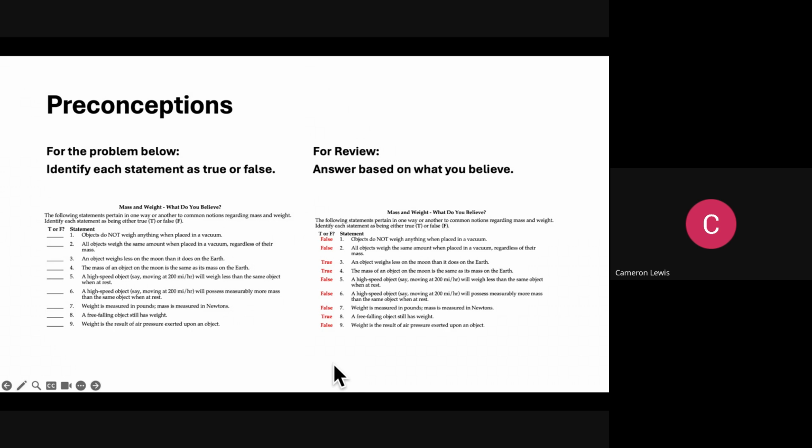That makes sense, right? Now, false for the high speed ones. We talked a little bit about that related to inertia, right? Weight is measured in pounds, mass is measured in newtons. It really is just the other way around because think about it. Weight is a what? A force. And forces are measured in newtons. Technically, mass, which is standard, is measured in kilograms.